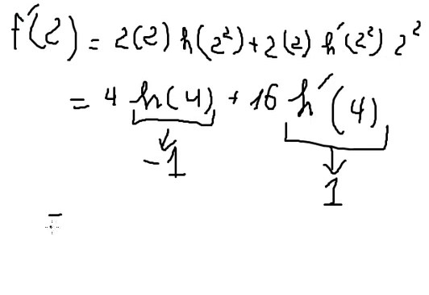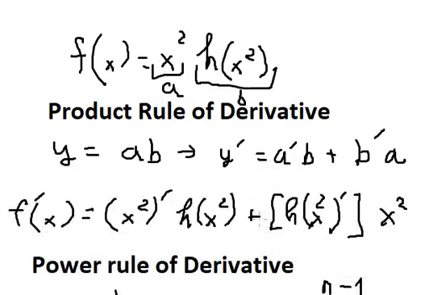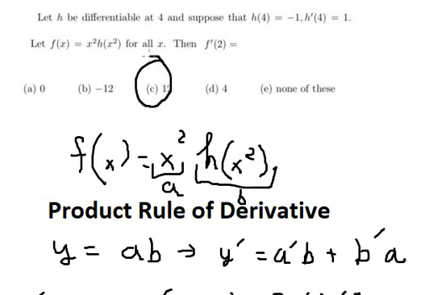And now we simplify. This one you have negative number 4. This one you have 16. 16 minus 4, you got 12. The answer is C. This is the end.